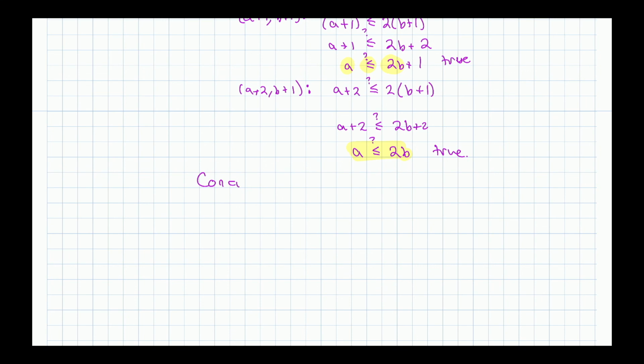So now we can conclude. What are we going to conclude? That if (A, B) is in S, then A has to be less than or equal to 2B. The end. All right, so I think that's going to be it for right now.